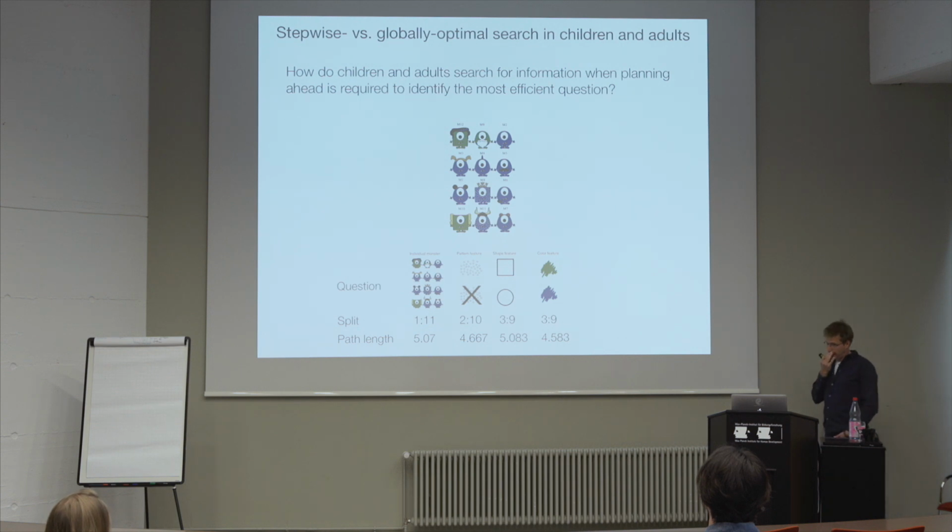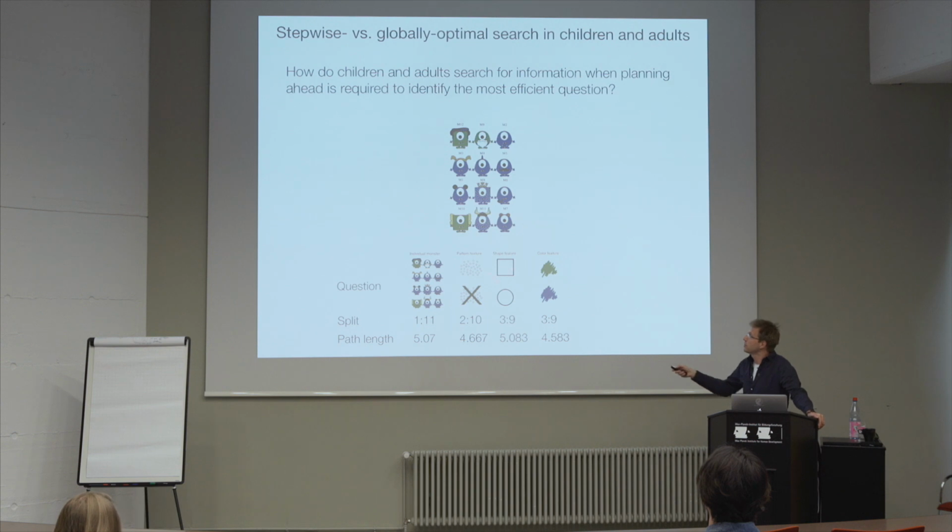Now, what we did here, and this relates to your intuitions, what you see here is again the 12 stimuli. We have the possible questions that you could ask. This is the split, and the information gain is a monotonic function of that. And this is the path length. So the path length is the expected number of questions which you need when starting with that question and deciding optimally thereafter. And lower is better, so you want to ask as few questions as possible.